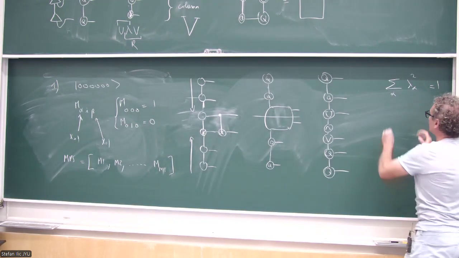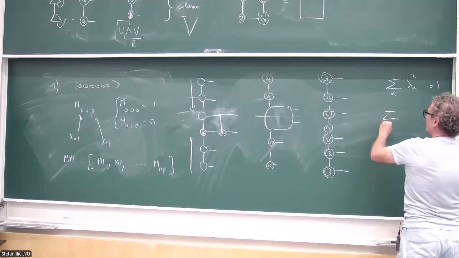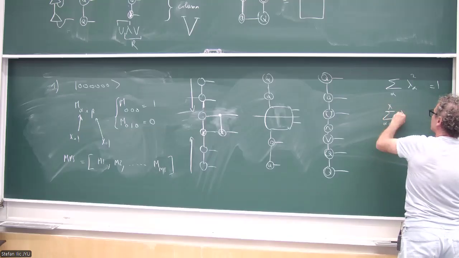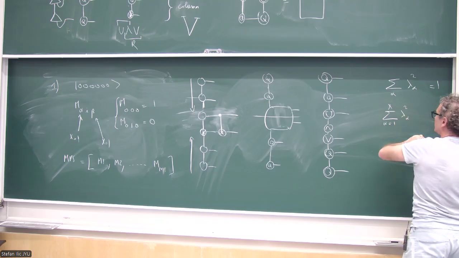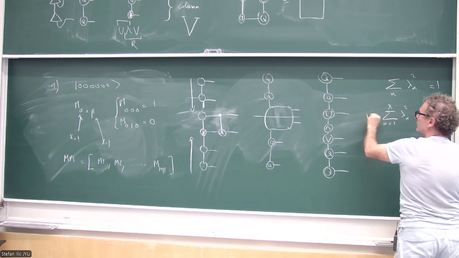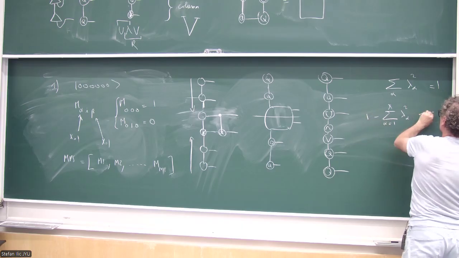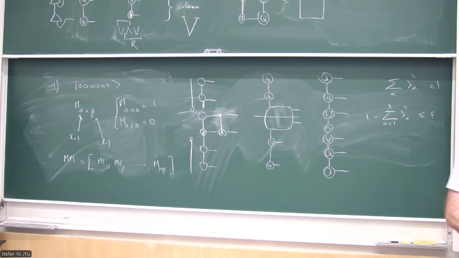So you can also say that you just keep this up to chi, but the error that you make has to be smaller than epsilon. Then you control it with a tolerance. Say, whatever I'm throwing away must be smaller than 10 to the minus 10, for instance. 10 to the minus 10 is a good default choice. And then sometimes the bond dimension will be a bit bigger, a bit smaller. It may adjust.